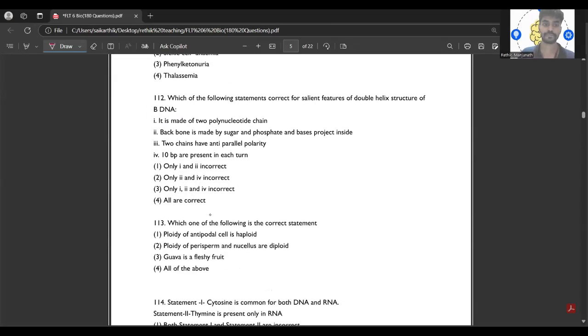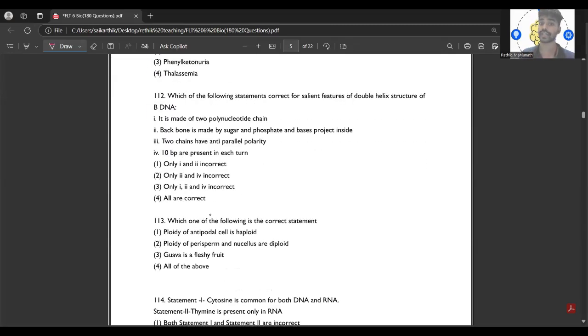So 112, which of the following statements is correct for salient features of the double helix structure of B-DNA? It is made up of two polynucleotide chains. The backbone is made by sugar and phosphate, and the bases project inside. The two chains have anti-parallel polarity. 10 base pairs are present in each turn. So what would be the correct answer here? All of them are actually correct.